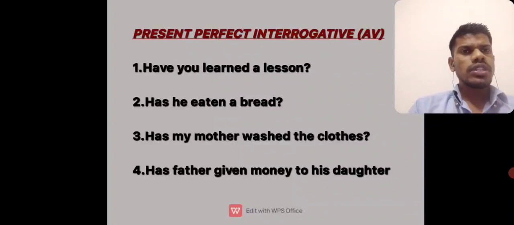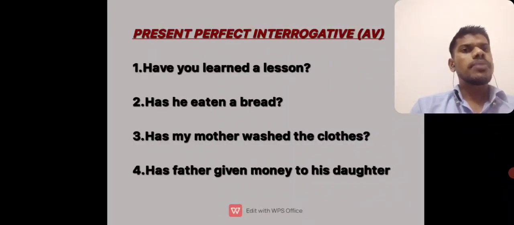Why? What changes could we see, or why do we have to use only have in the first sentence? Why can't we use it in the second sentence? Of course, if you are finding the third person singular, he or she or it or a child or a student or an engineer, then you can use has. Has an engineer constructed a building? Has a teacher taught you? Has your mother cooked? So if you're talking about singular, then you have to use only has, except the first person singular, that is I. Have you learnt a lesson? Has my mother washed the clothes? Has father given money to his daughter?